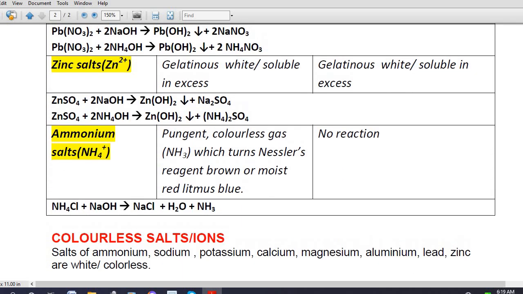Now the last point is the ammonium salt. This part is very, very important in terms of determination of ammonia gas also. If any ammonium salt like ammonium chloride, ammonium carbonate, or ammonium nitrate is treated with sodium hydroxide, it will give us ammonia gas. And you know that ammonia gas is a colorless gas having a pungent smell, and this gas can turn Nessler's reagent brown, or it can turn moist red litmus blue.